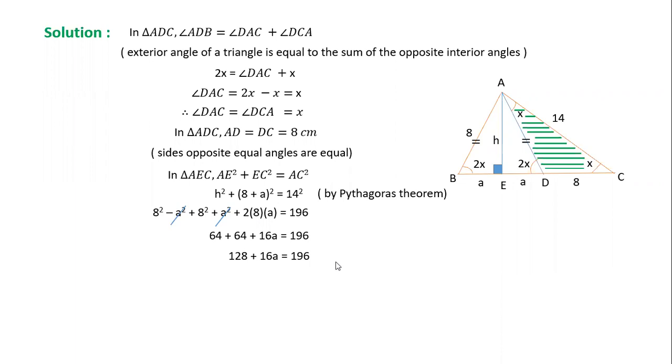Let's take 128 to this side. It becomes 16A is equal to 196 minus 128. Subtract them, you will get 16A is equal to 68. Bring this down and divide it. It will become A is equal to 68 upon 16. I am cutting by the 4 table: 4 4s are 16, 4 17s are 68. So A is equal to 17 upon 4.